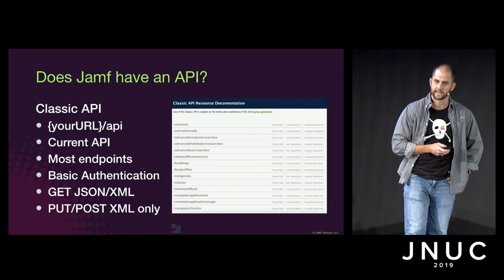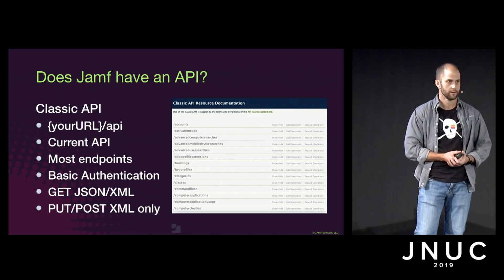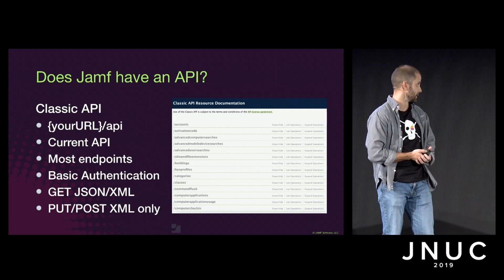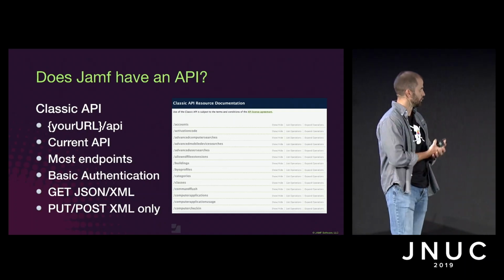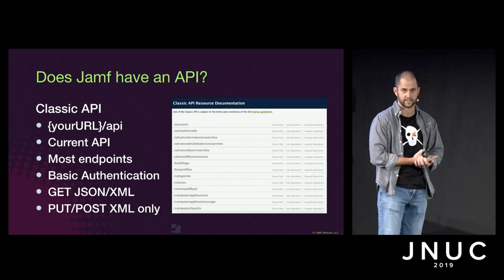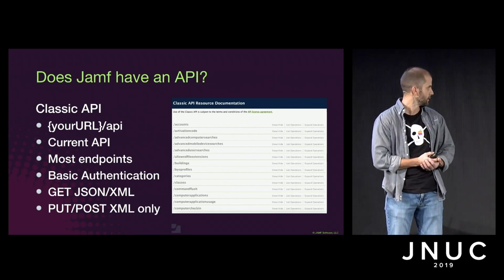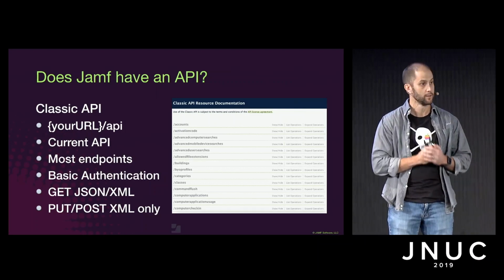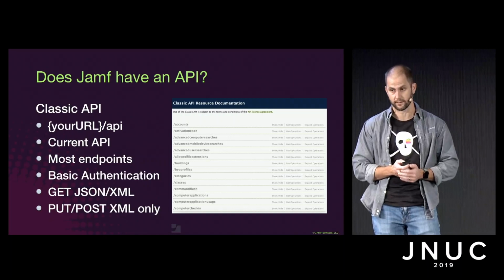It utilizes basic authentication. So this is the username and password that Jonathan was mentioning. It can be encoded, so it doesn't have to be in plain text, but it is username and password and not token-based. You can get both data types, JSON and XML, via the classic API. However, if you're looking to change or add information via the classic API, you must do your put and posts in XML only.